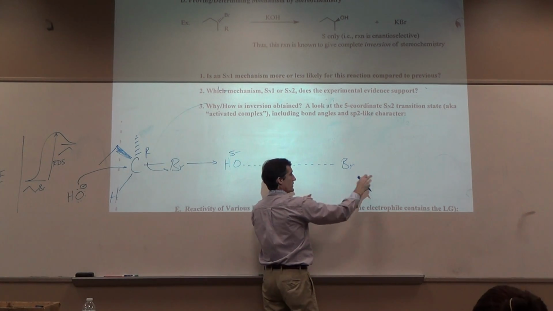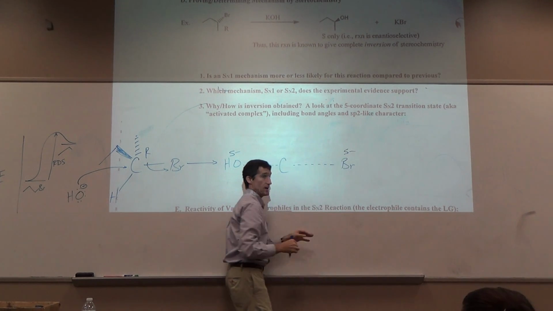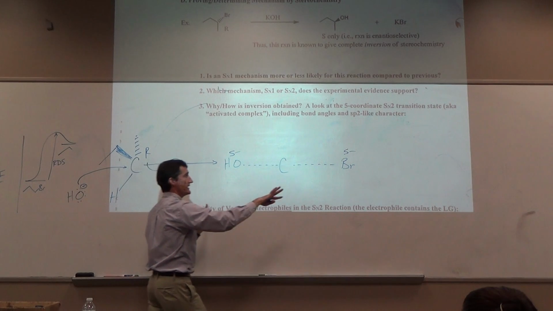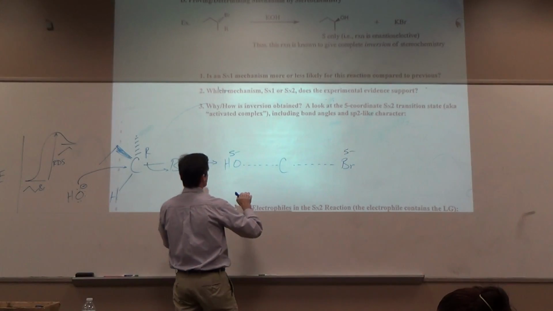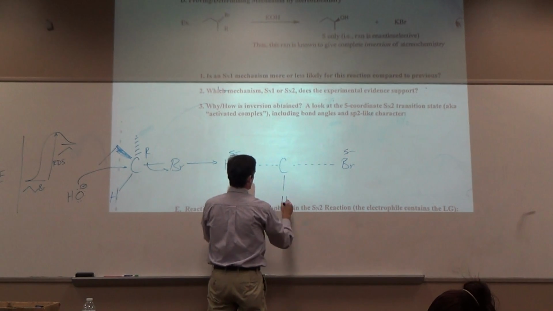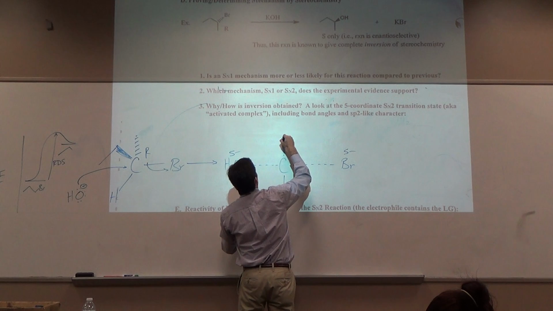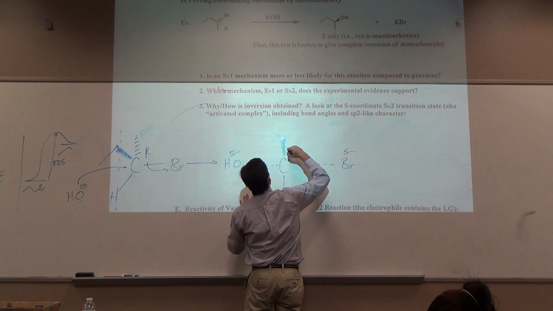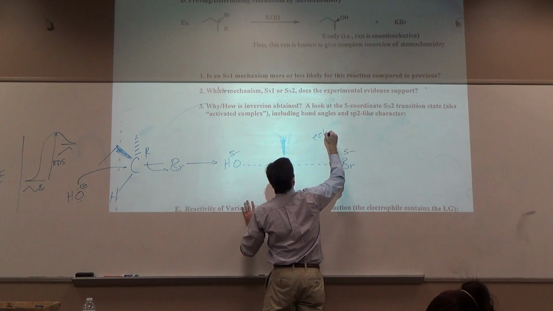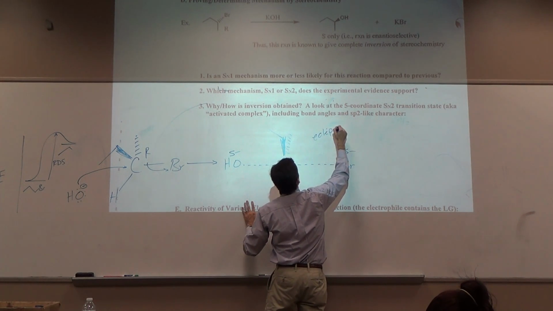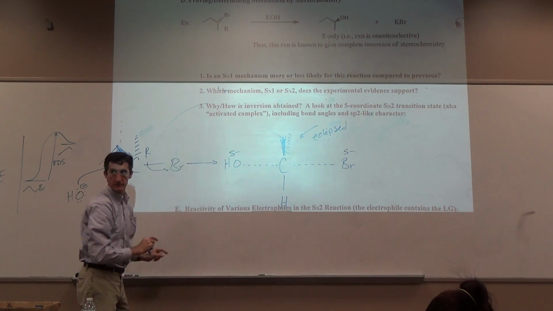Once this continues on, what is this going to become? At this point, it's partial minus. As it continues, it's going to become full minus. And at this point, we have H, we have ethyl, and we have methyl. But these are eclipsed. Those are supposed to be right in front of each other.